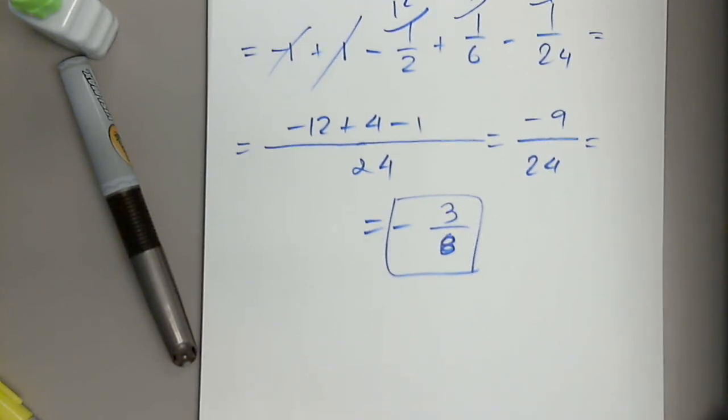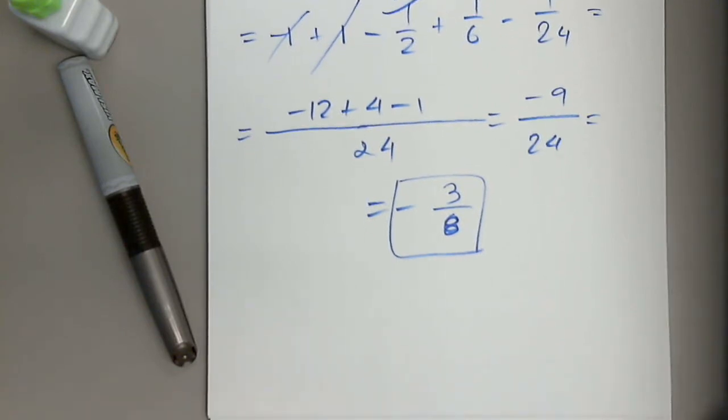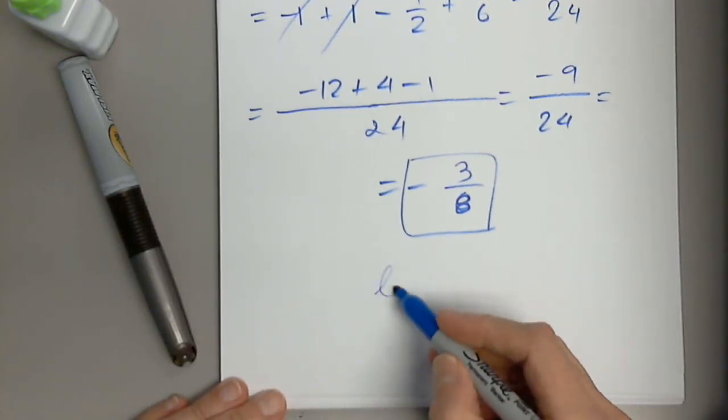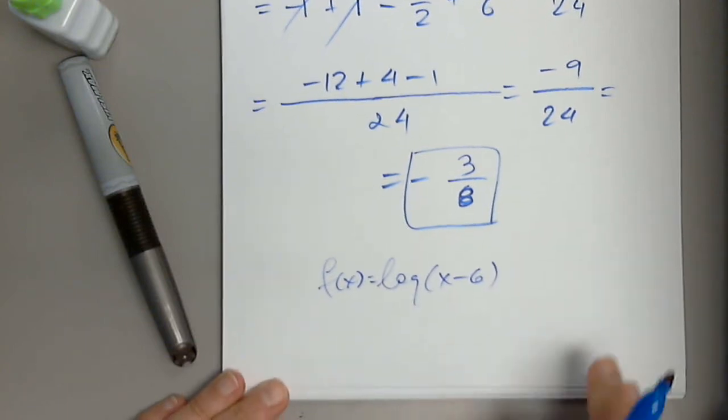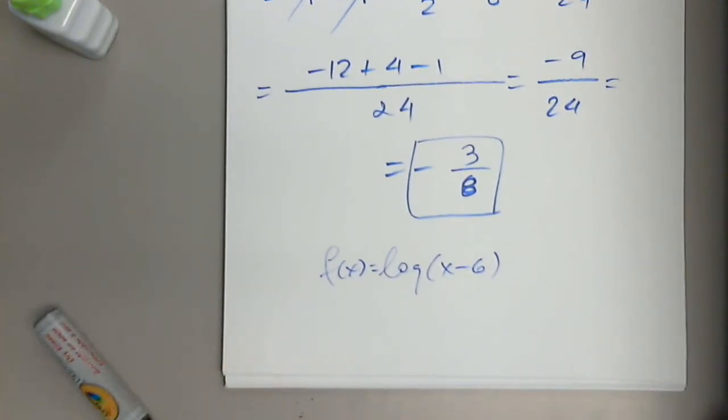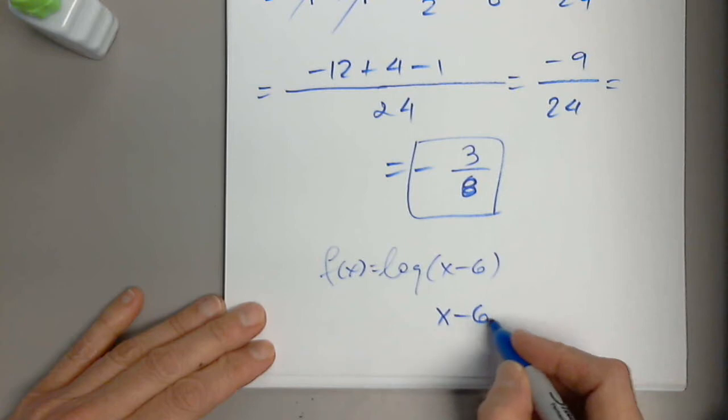What else would you like to go back to? Oh, could you do number... No, I think we did that one. Can we graph log x minus 6? Good. What do I have to write to find the domain? X minus 6 greater than 0.